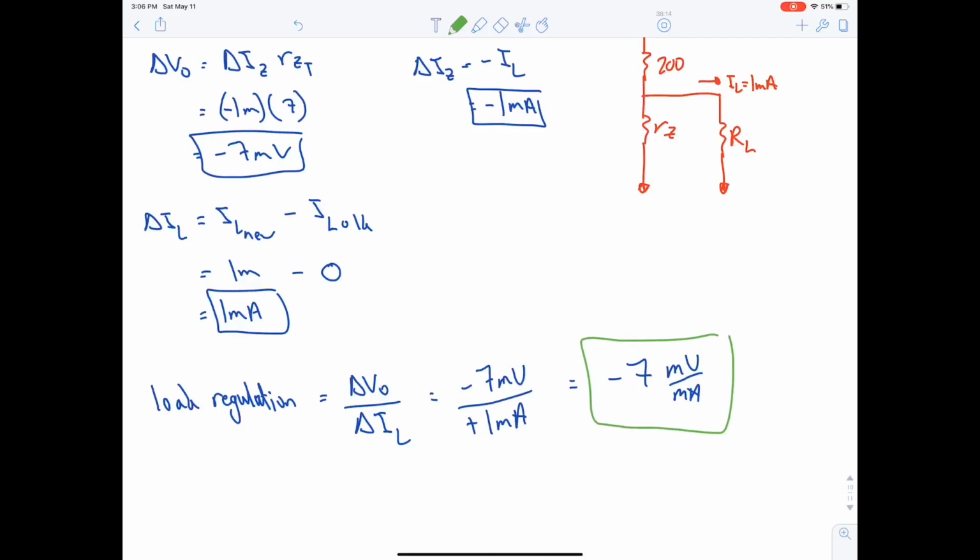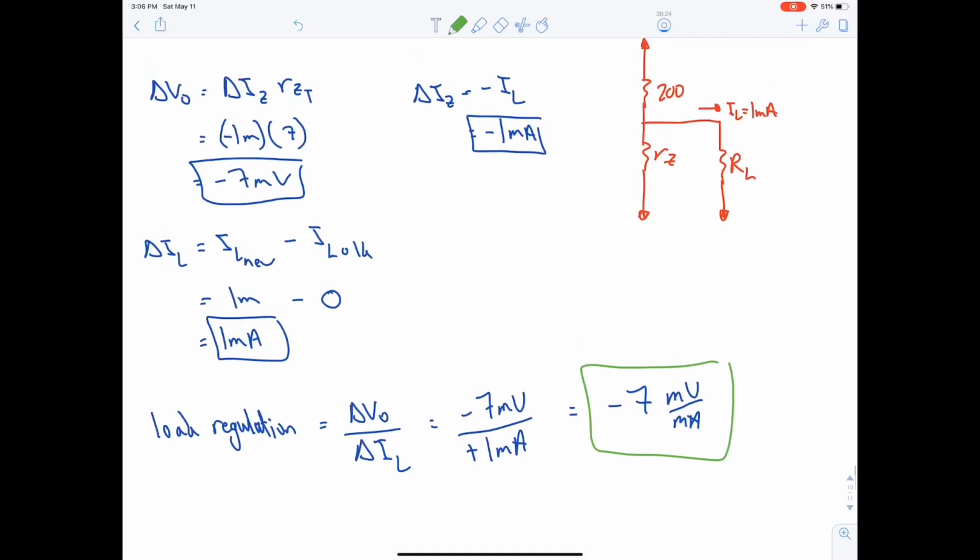Okay, so now we have ended the Zener diode. In the next video we will discuss some graphing in the diodes, and then we will conclude chapter 3. Thank you for listening.